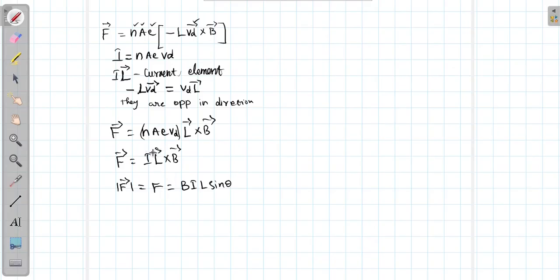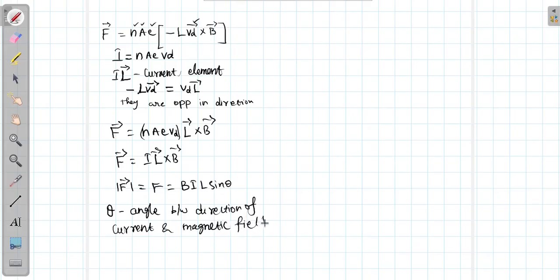So don't give a vector symbol for I. I is the scalar quantity. Theta is the angle between the direction of current and magnetic field. Even though current is a scalar quantity, when current is multiplied with the length, it becomes a vector quantity. IL is a vector quantity.